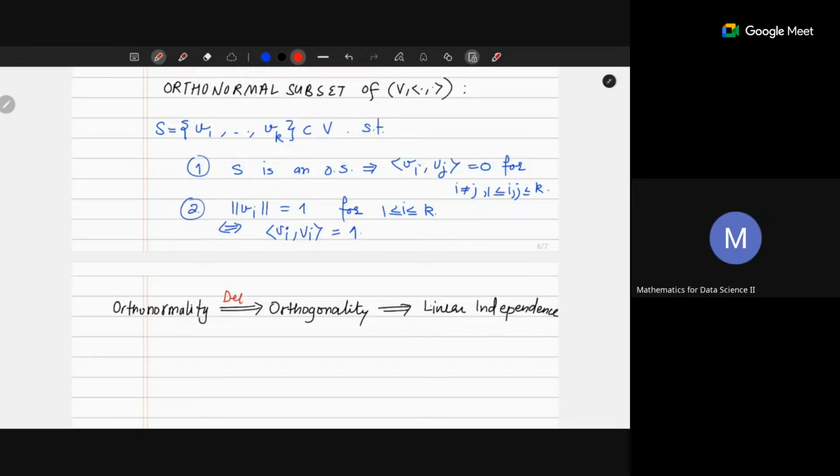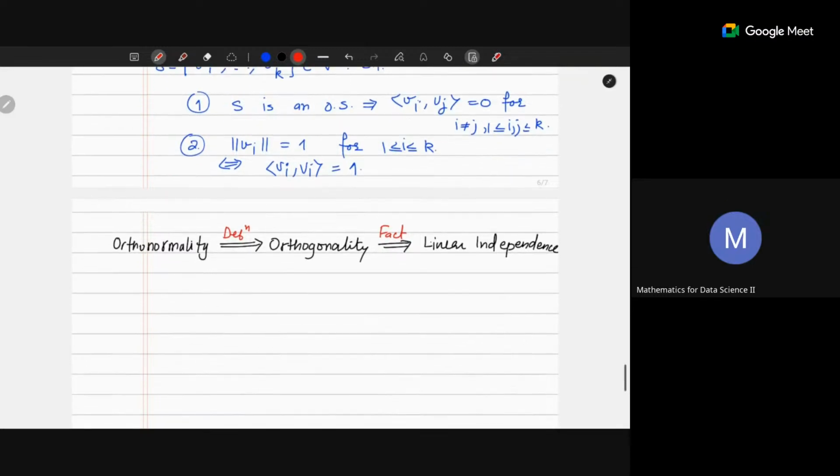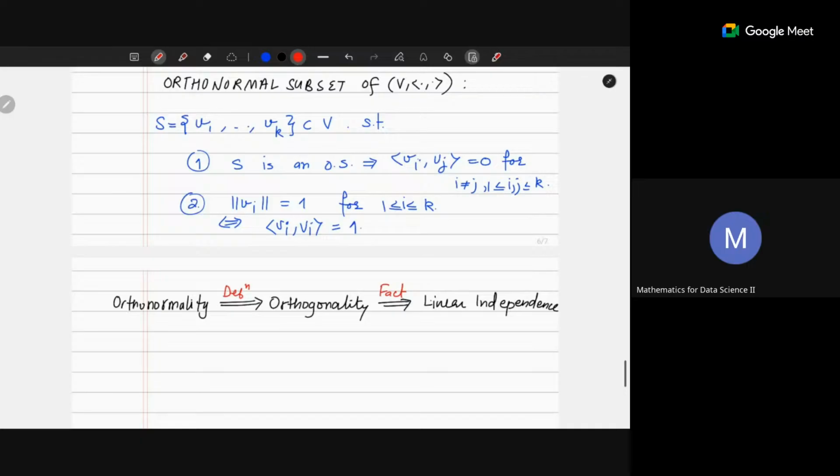Okay. So the first is independence by the definition, and the second is the fact that I mentioned above. So orthonormality implies orthogonality, and orthogonality implies independence. So any minimal spanning orthonormal set forms a basis.